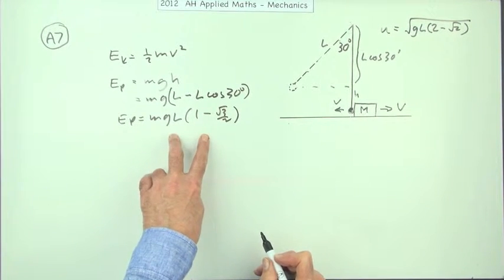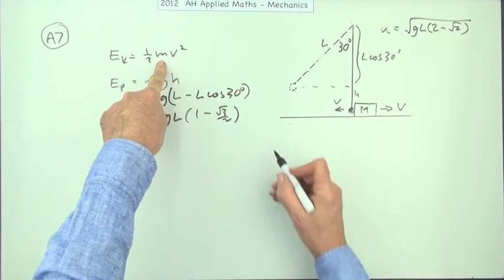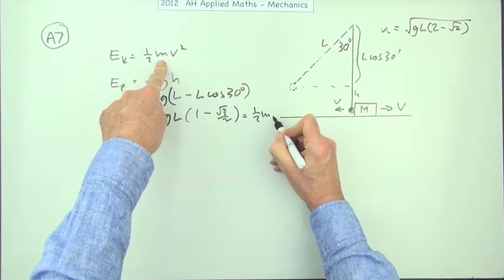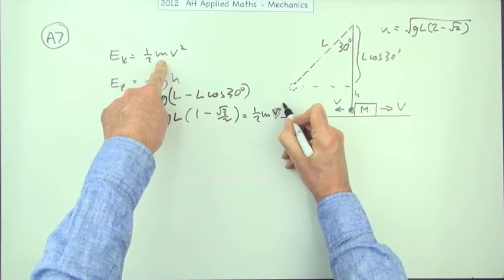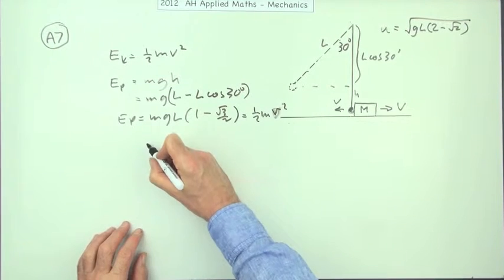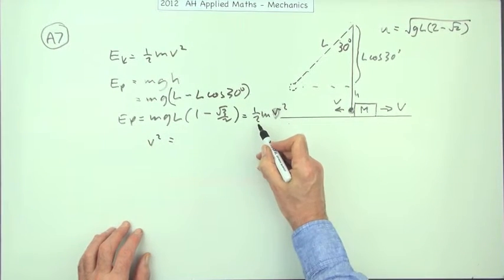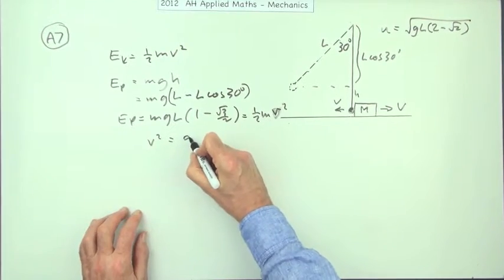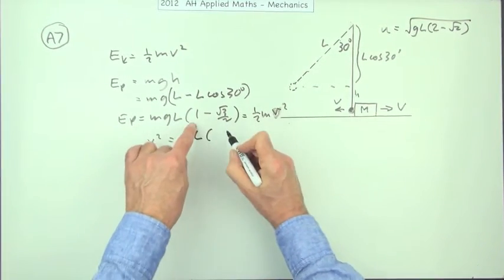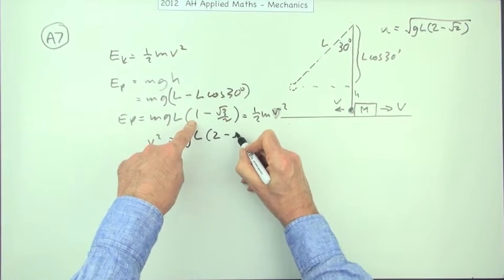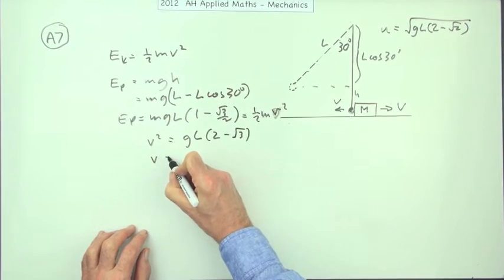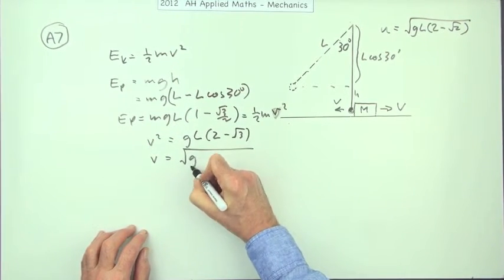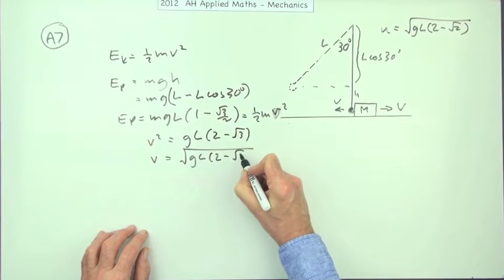And where did that come from? It came from the kinetic energy, so that equals a half m v, that's meant to be a small v, squared, and then just rearrange that as before. So v squared would be, again I'll take that 2 into the bracket, and the m's will cancel, so it'll be gL times 2 minus root 3, and then finally v is the square root of all of that, gL times 2 minus root 3.